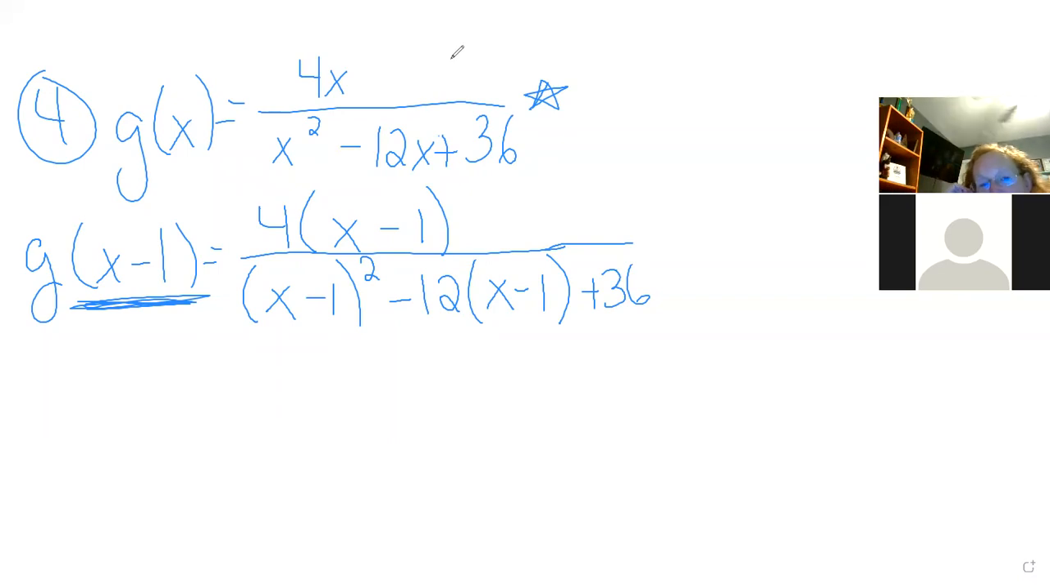Unfortunately, now we have a lot of algebra to do, and we're going to have to do it in quite a few pieces. So the first thing that I want to do is I just want to look at the top. This 4 is kind of like that problem we just did. You're going to have to remember to distribute it. So that's going to be a 4 times x, and then 4 times -1 is -4.